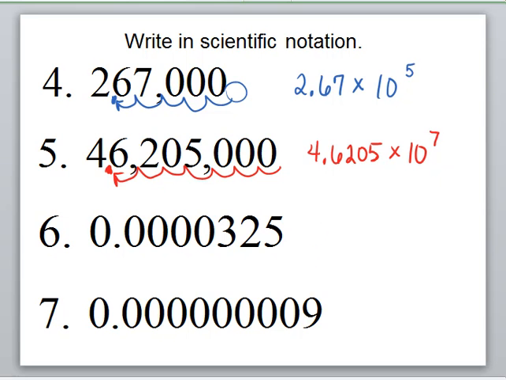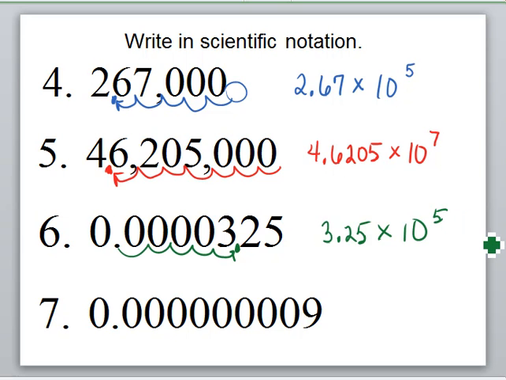Moving on to the next one, we're going to figure out where we need to place the decimal so that we have a number between 1 and 10. And if I place my decimal right here, I have a number between 1 and 10. It's 3.25 times 10 to some power. I'd be moving this 1, 2, 3, 4, 5 places. So I'll put a 5 here.